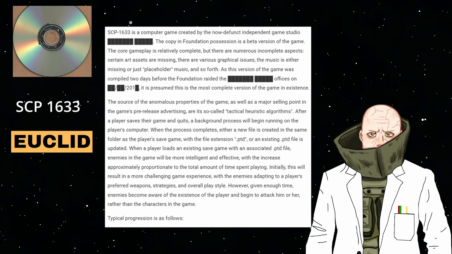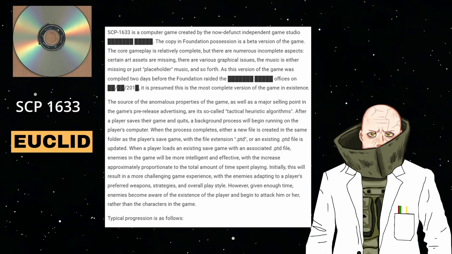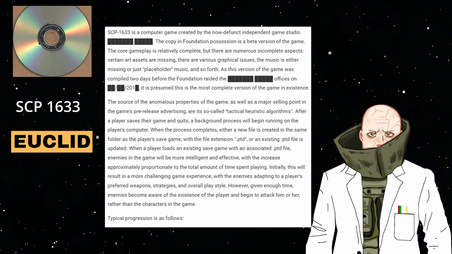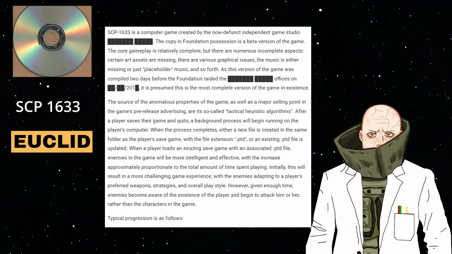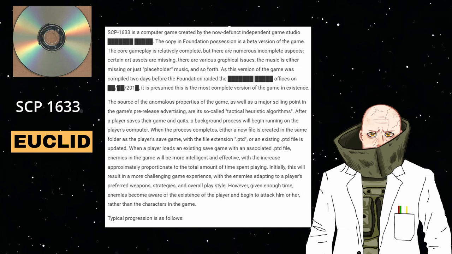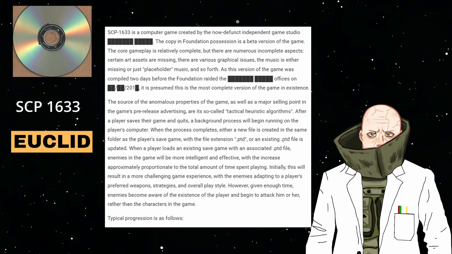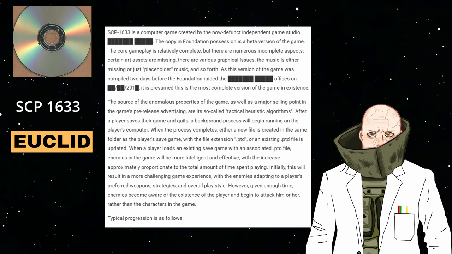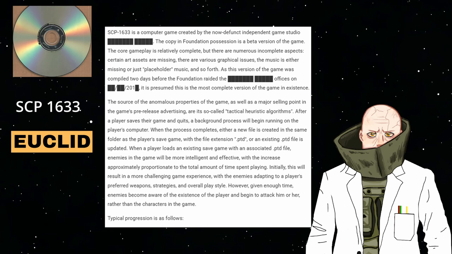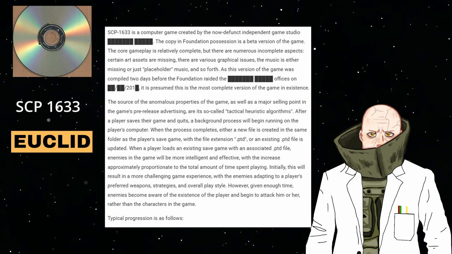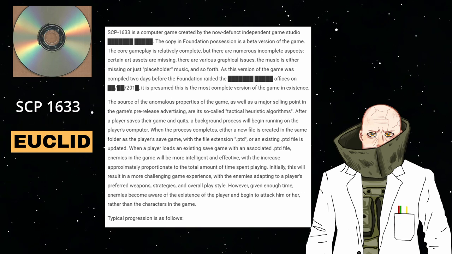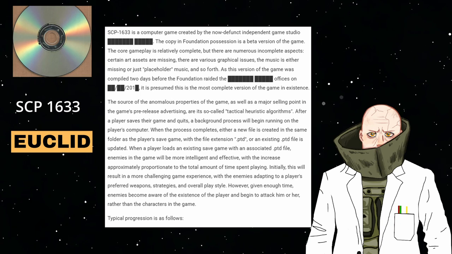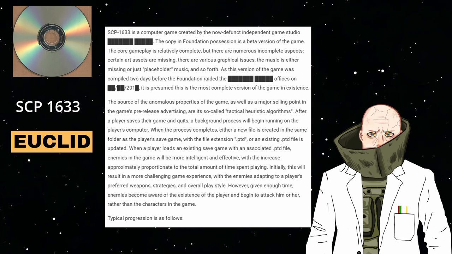When a player loads an existing save game with an associated PTD file, enemies in the game will be more intelligent and effective, with the increase approximately proportionate to the total amount of time spent playing. Initially, this will result in a more challenging game experience, with the enemies adapting to a player's preferred weapons, strategies, and overall playstyle. However, given enough time, enemies will become aware of the existence of the player and begin to attack him or her rather than the characters in the game. Typical progression is as follows.